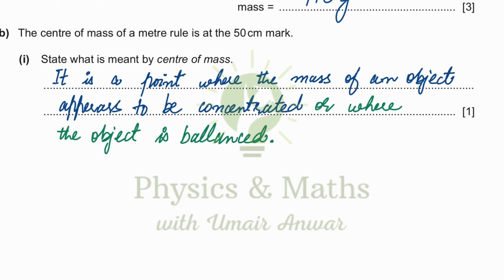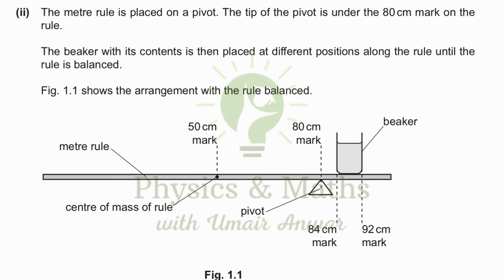Now note down that this word appears is very important here, and it has to be included in the answer. The next part says the meter rule is placed on a pivot. So this is the meter rule that we are talking about, and this is the pivot on which it is placed. The tip of the pivot is under the 80 centimeter mark on the rule. So this is the 80 centimeter mark, and under this mark the pivot is placed. The beaker with its contents is then placed at different positions along the rule until the rule is balanced.